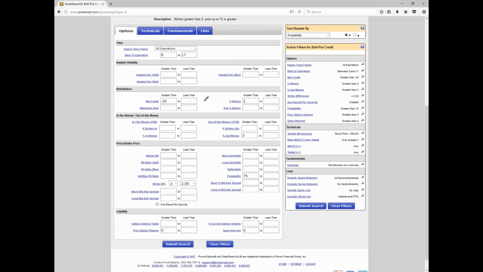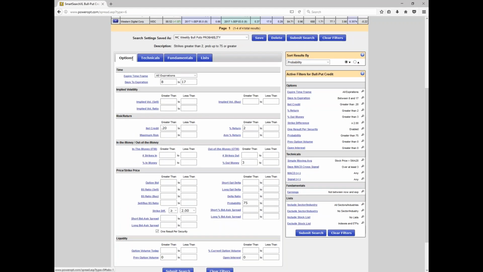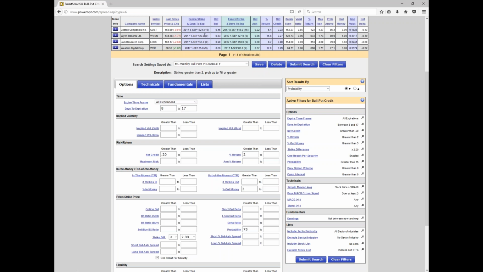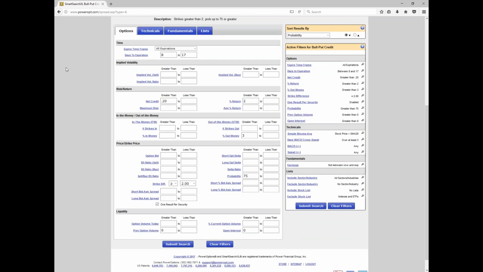All right. So let me scroll back up. When I went into Power Options, went into Bull Put Credit, went into Search, came up with 4 Bull Put Credit Spreads, 16 and 9 days out. Why not this week? Well, again, because what we looked at was the expiration date that outperformed the others, 8 to 17 days out in time, avoiding the current weekly position.